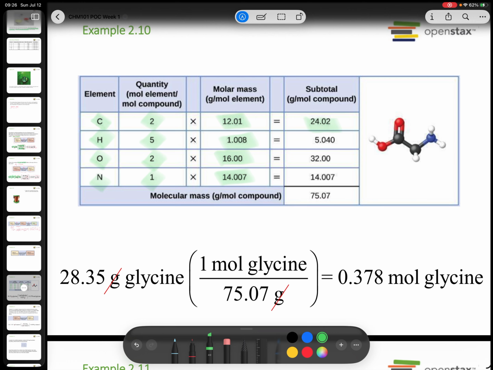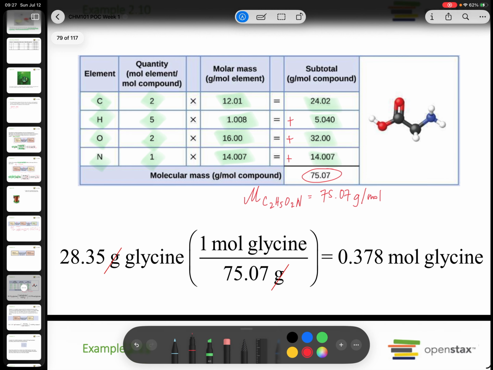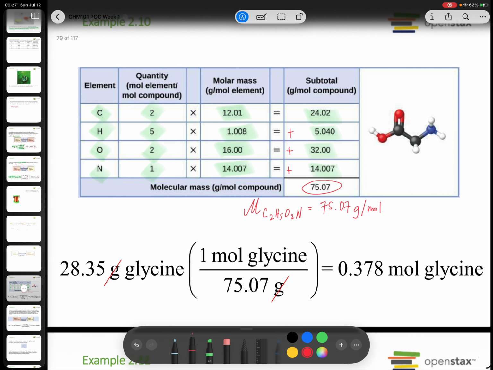Subtotal for carbon, 24.02. For hydrogen, 5.040. Oxygen, we have 32. And nitrogen, we have 14.007. Tapos, pag kinuha mo yung sum niya mga yan, makukuha mo itong 75.07. So, that will be the molar mass of C2H5O2N, 75.07 grams per mole. So, ganyan kumuha ng molar mass pag compound yung given. Then, we proceed with the same calculation, okay?